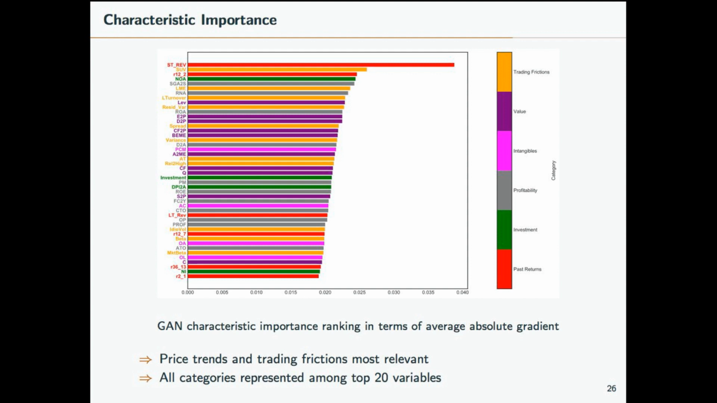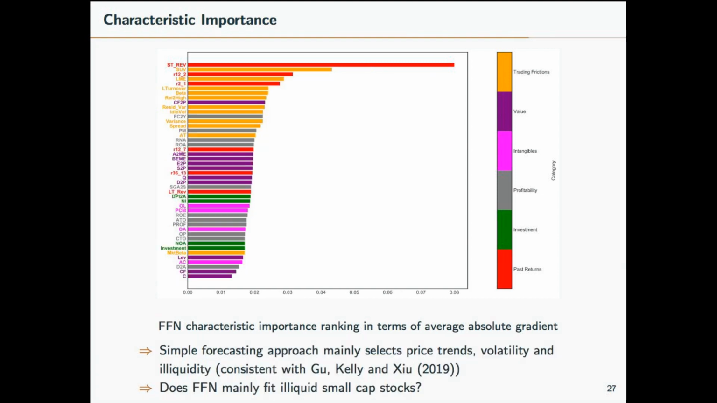And I will sort all characteristics that I have into 6 categories: trading frictions, value, intangible, profitability, investment, past returns. And the main takeaway from this slide is that among the first 15 important variables, each of these categories is represented. So all the classical anomaly categories somehow need to be included in our SDF.